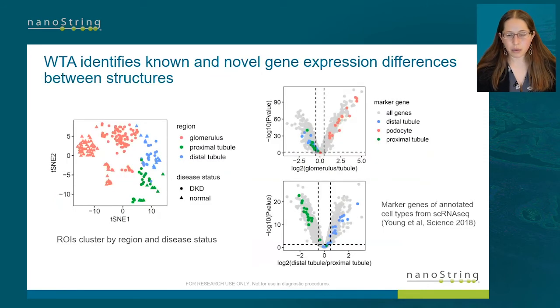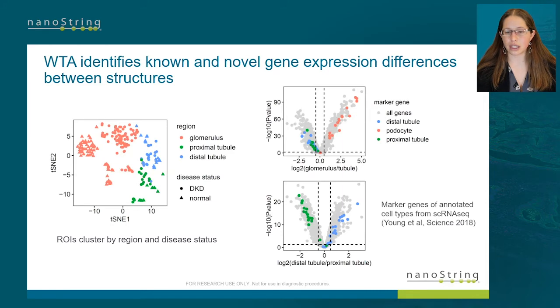The first thing we wanted to look at with this data is to compare gene expression between these different structures of the kidney, and reassuringly, we can see that the ROIs cluster by the region that they came from, and also by disease status for the most part. We performed differential expression analysis of the gene expression in the glomerulus ROIs compared to the tubule, and the distal tubule compared to the proximal tubule. I'm showing the results in these volcano plots on the right.